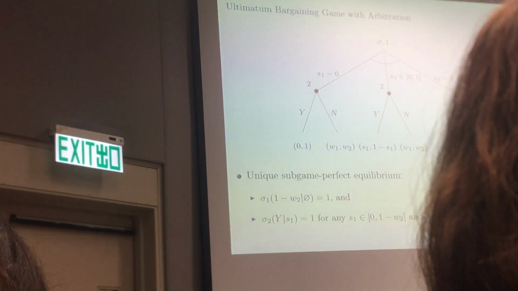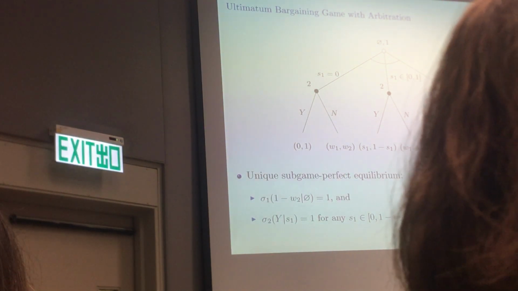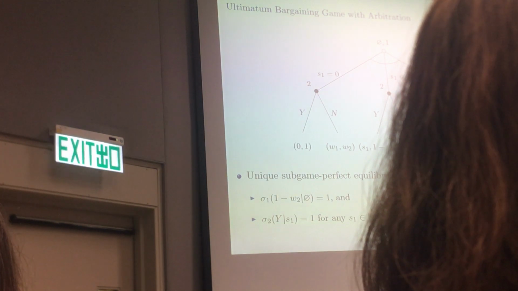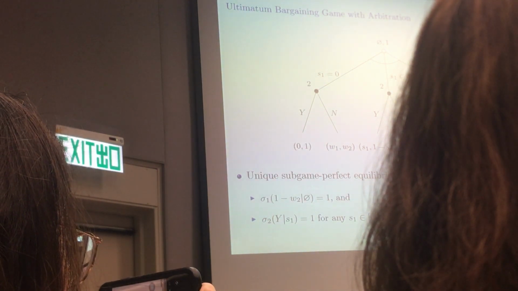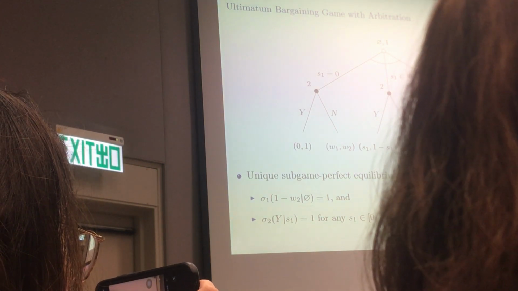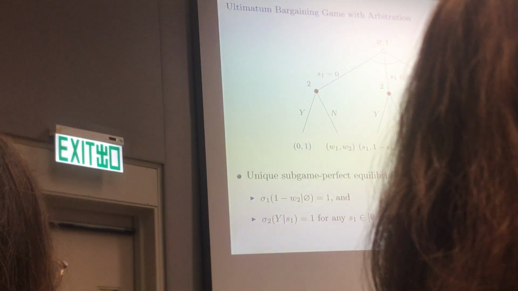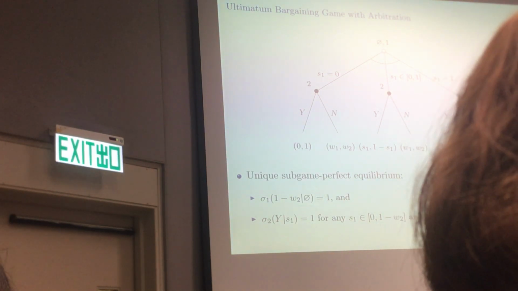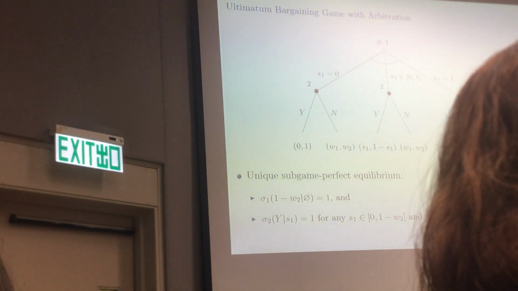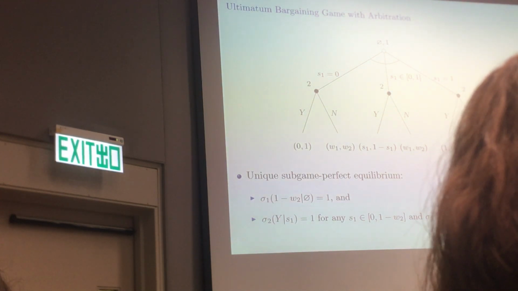This is exactly the same logic we used when we concluded that the ultimatum bargaining game with no arbitration has a unique subgame perfect equilibrium, even though player 2 is indifferent after S1 being chosen as equal to 1. Okay? Any other question?